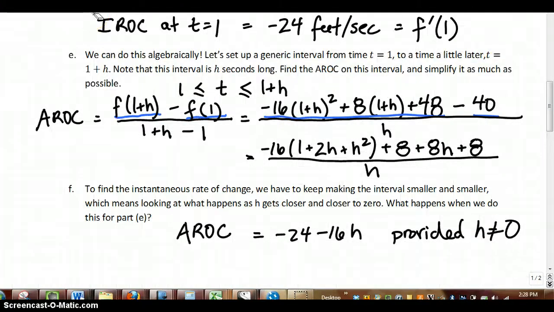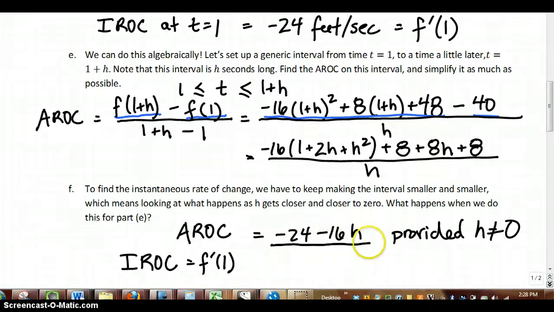Okay, so now we have a nice tight expression for the average rate of change on this interval from 1 to 1 plus h. It's negative 24 minus 16h, provided that h isn't equal to 0. If I want to find the instantaneous rate of change, the IROC, also known as the derivative at 1, I'm going to have to look at what happens as h gets closer and closer and closer to 0. So I want to take this expression and imagine what's going to happen as h gets closer and closer to 0.